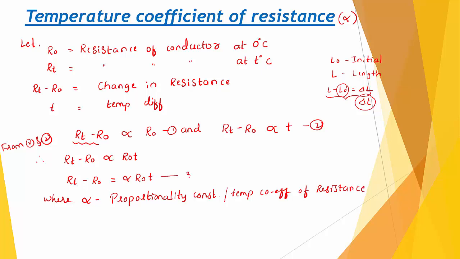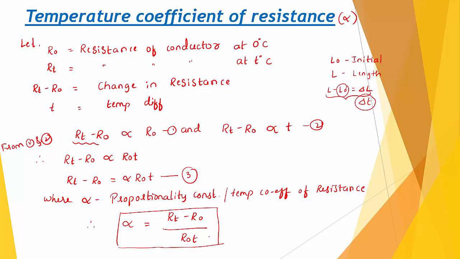Let us take it as equation 3. RT minus R0 equal to alpha R0 T, where alpha is a proportionality constant. And alpha equal to, this equation can be written as, RT minus R0 divided by R0 T. So this is the expression for temperature coefficient of resistance of the material of the conductor. What is the equation of temperature coefficient? Alpha equal to RT minus R0 divided by R0 T.